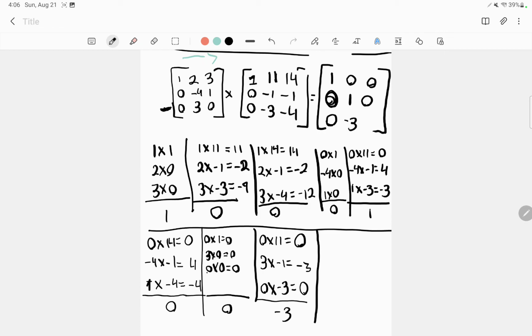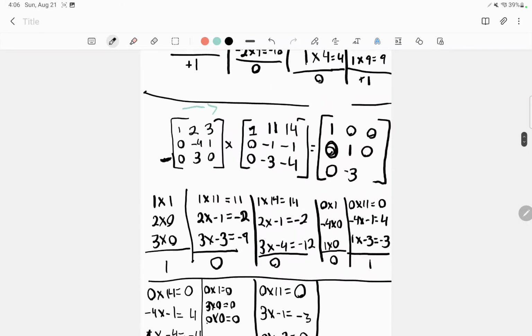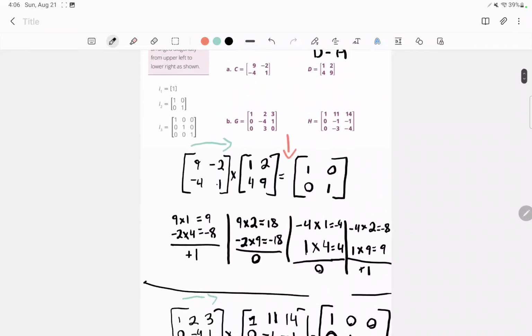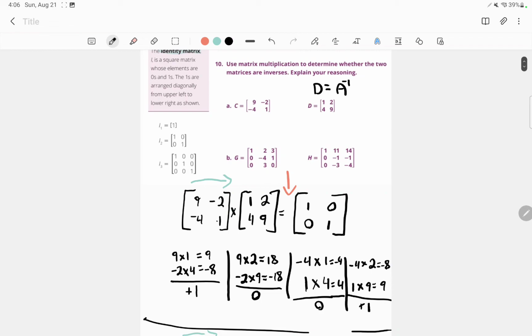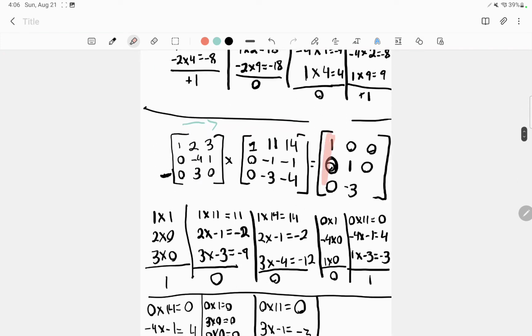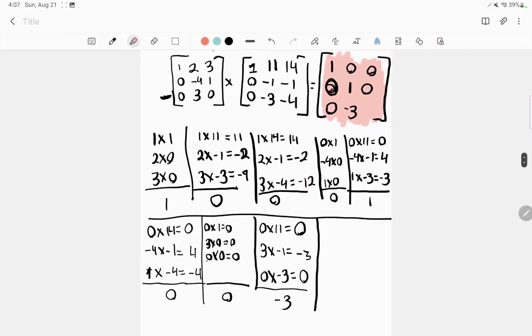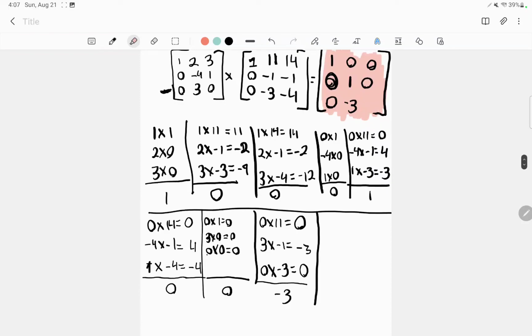Interesting. So we could actually stop right there. The reason why is because that one's not an identity matrix. An identity matrix for that one should look just like this one right here. I'm going to highlight it for you guys. It shouldn't look like this. But if you can see, we already got a -3 on there. So this one's not an identity matrix. So we're just going to finish it just to have the entire thing. But yeah, they're not going to be inverses of each other. And that's all we were checking for.